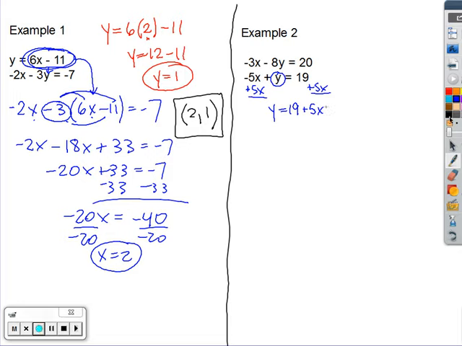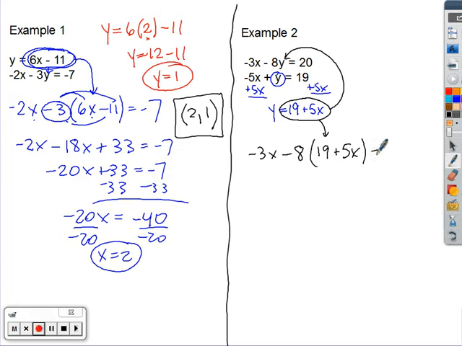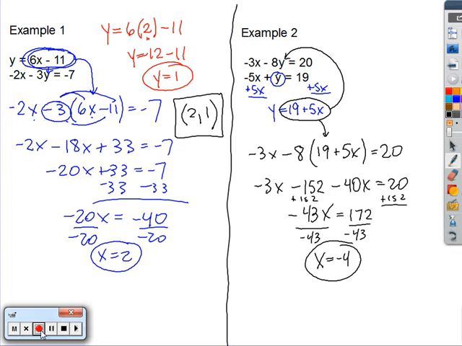So once I have y equals, and it doesn't have to be y equals, we could have been x, right? We could have solved for x. I'm going to take that and substitute it into the other equation for the y. So this is what it looks like. Negative 3x minus 8, parenthesis, and here's where the substitution happens, 19 plus 5x, and that's going to equal 20. Go ahead and solve that and then check back for your answer.